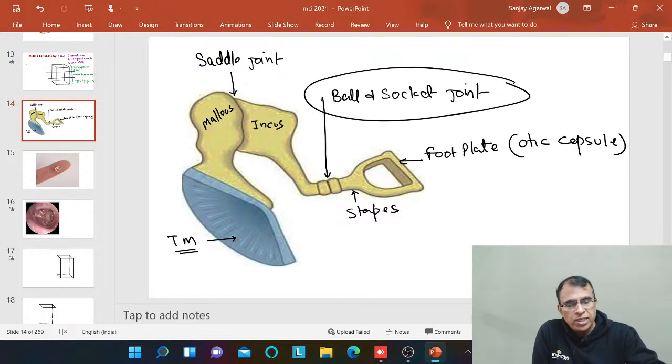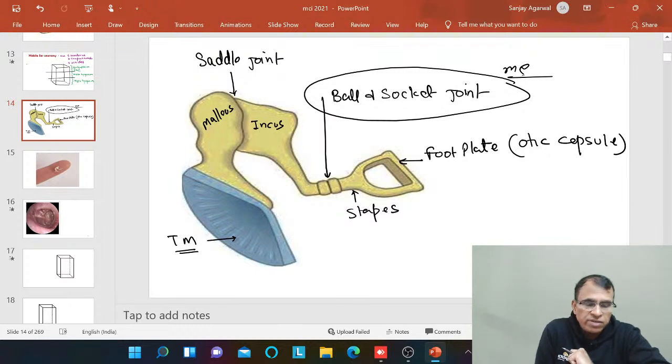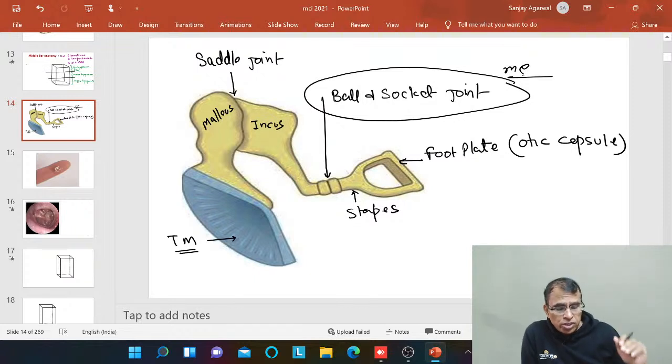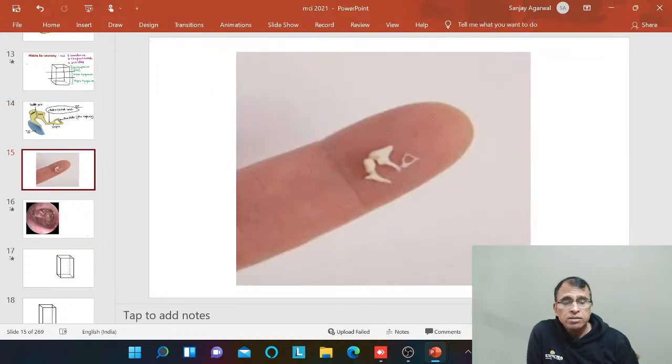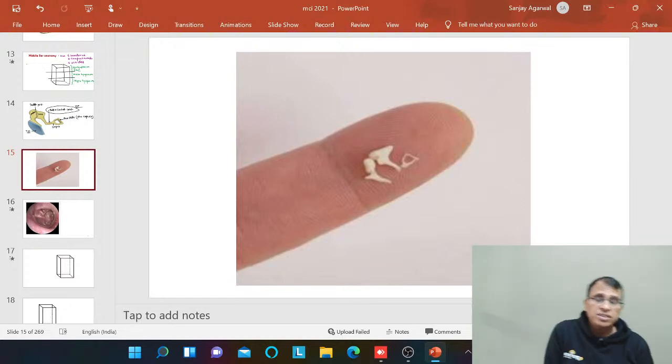Ball and socket is a very important MCQ. Remember this, very, very important question. They ask you many times. But your ossicular chain is not so big, ये तो दिखाने के लिए. Actual size of the ossicle is very small. See, this gives a sense of the actual size of the ossicle, कितने छोटे हैं लेकिन कितना बड़ा काम है.